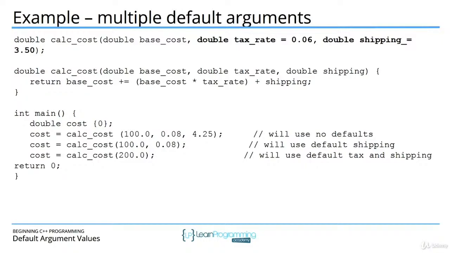As you can see, default argument values give us the ability to make our code less verbose and potentially prevent errors by using default values rather than having to supply all of the arguments to the function all the time. In the next video, we'll learn about function overloading.